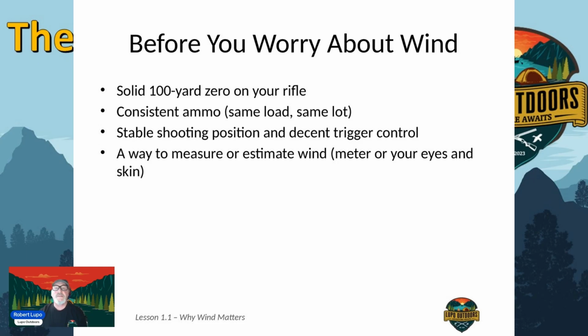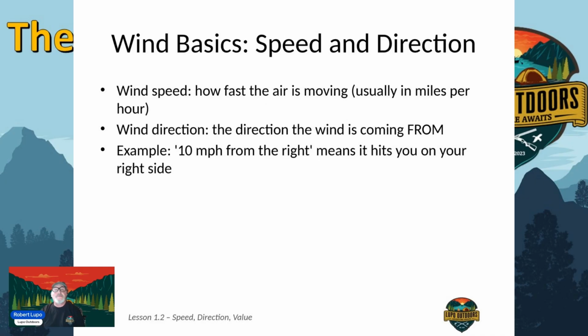Third, a reasonably stable shooting position and decent trigger control. If the rifle is bouncing around and your trigger pull is jerky, the best wind call in the world won't save you. Finally, have some way to measure or estimate wind. A handheld meter is great, but you can also start with what you feel on your face and what you see on the ground and in mirage. Once the basics are dialed in, your wind call will actually mean something.